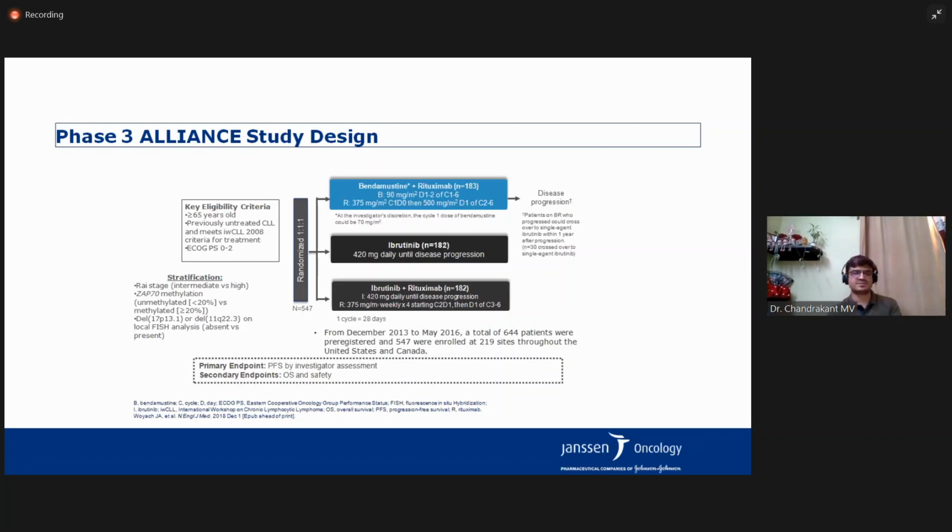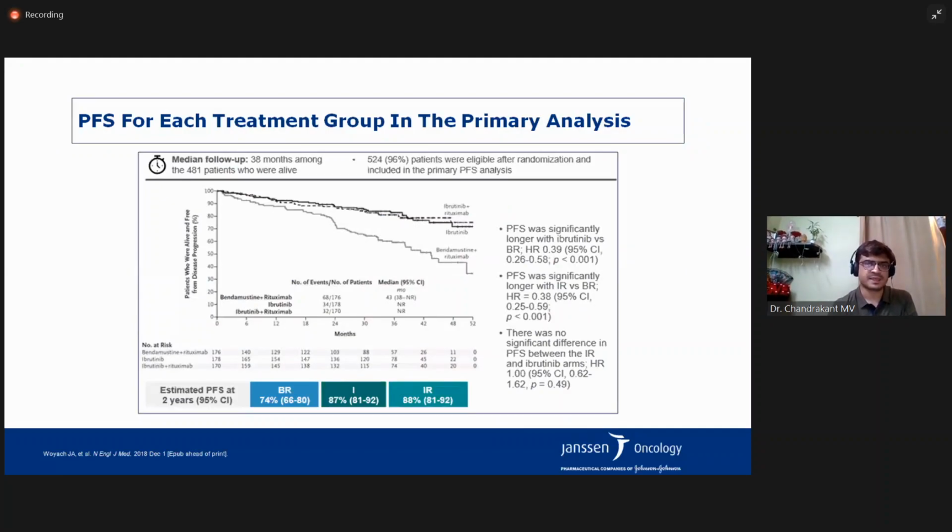So bendamustine rituximab, ibrutinib, ibrutinib rituximab, these are the 3 arms, 1:1:1 randomization, 180 odd patients in each arm, primary endpoint PFS as in all other trials, secondary endpoints OS and safety. And again here you can see that the moment ibrutinib is there, the curves are high up with a hazard ratio of 0.39. Adding rituximab did not matter much because the driver here was ibrutinib. Again, PFS was impressive with an impressive hazard ratio of 0.39.